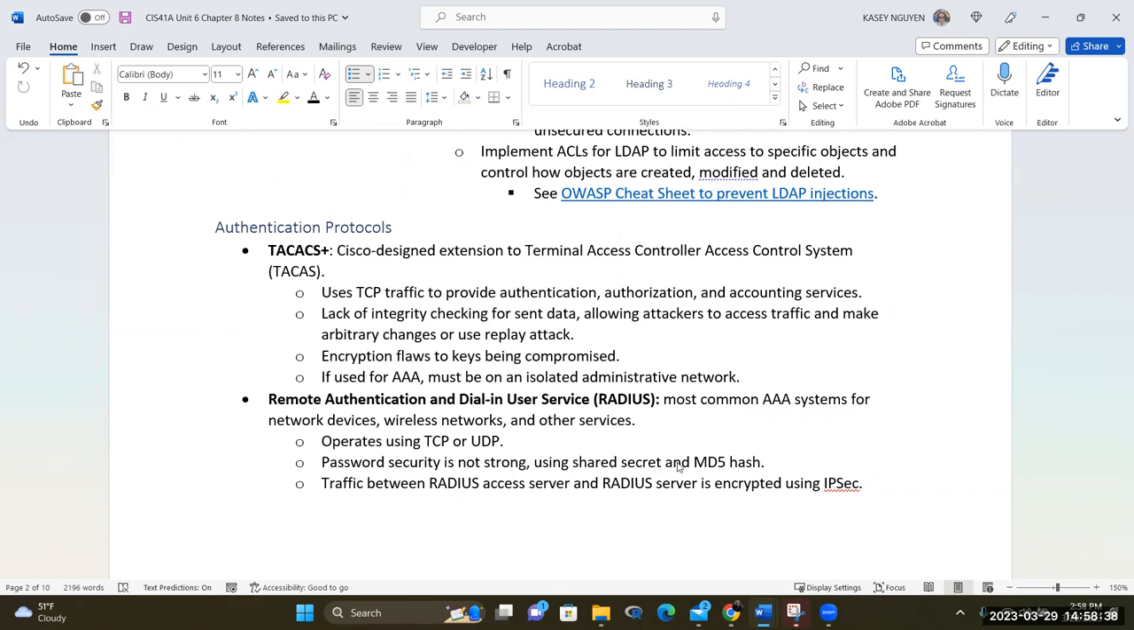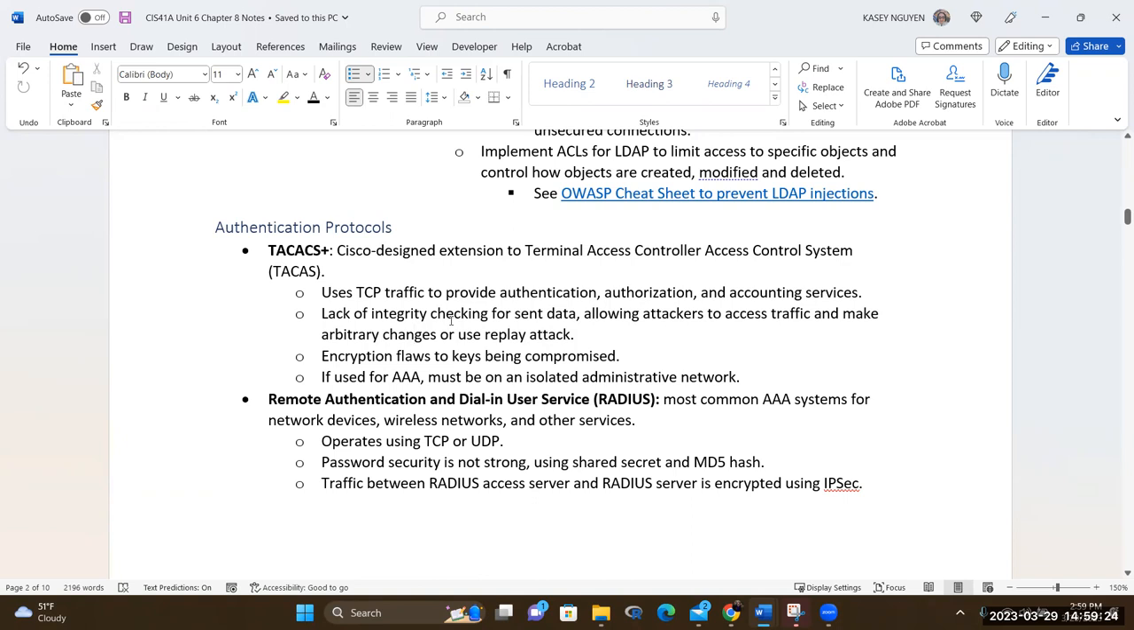It uses TCP traffic for the AAA. So basically, it's really a way that Cisco devices can have authentication, authorization, and accounting. The challenge in this particular protocol is that it lacks integrity in checking sent data, and the attacker would be able to access the traffic because it is transparent, and they would be able to either perform stuff packets or make arbitrary changes for the replay attack. So all they have to do is scan the traffic, looking at what your traffic would be. They can even look at some of the plain text information or stuff the packets, right?